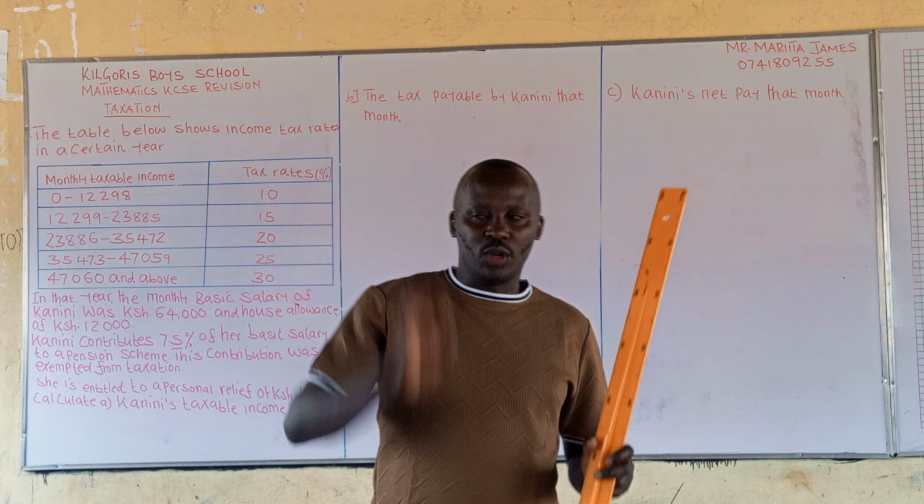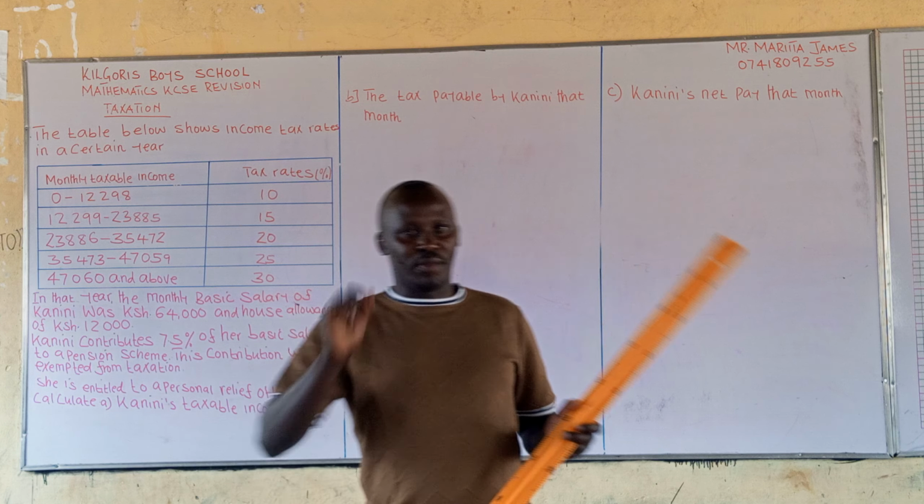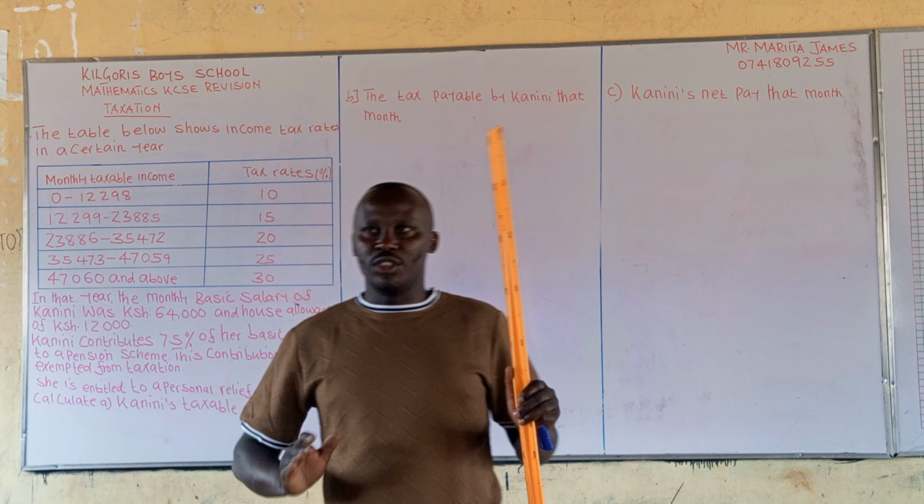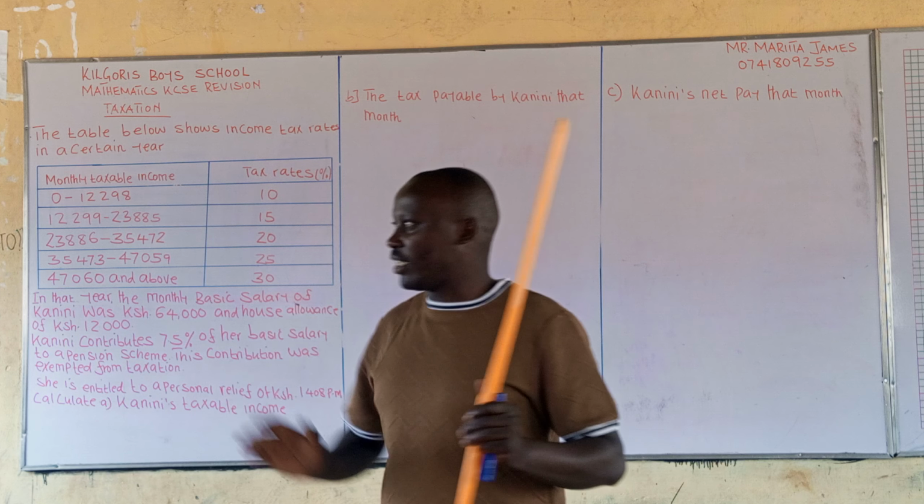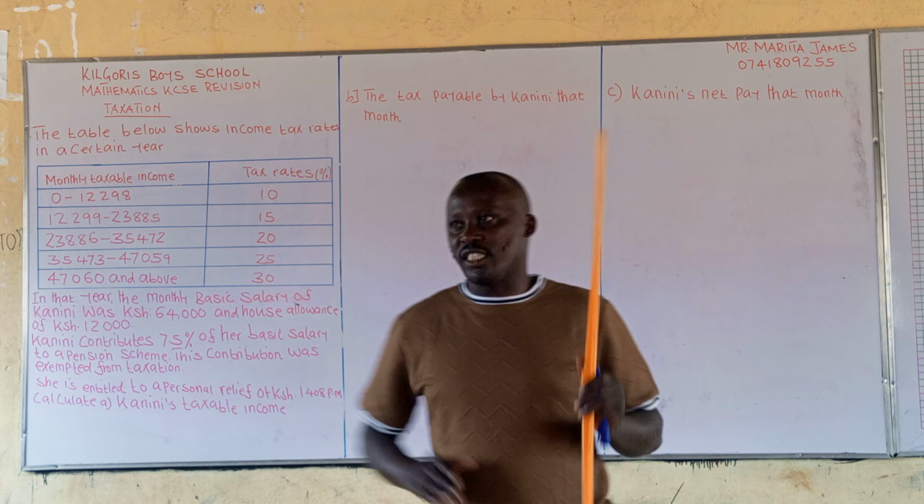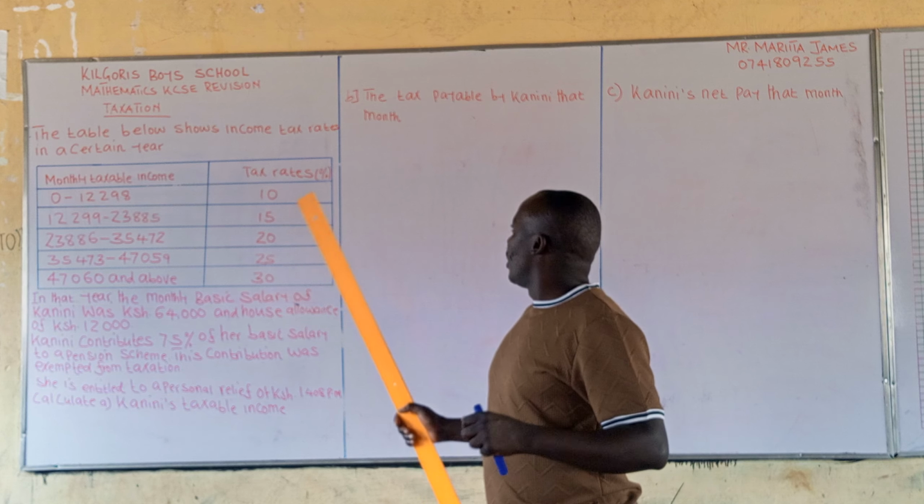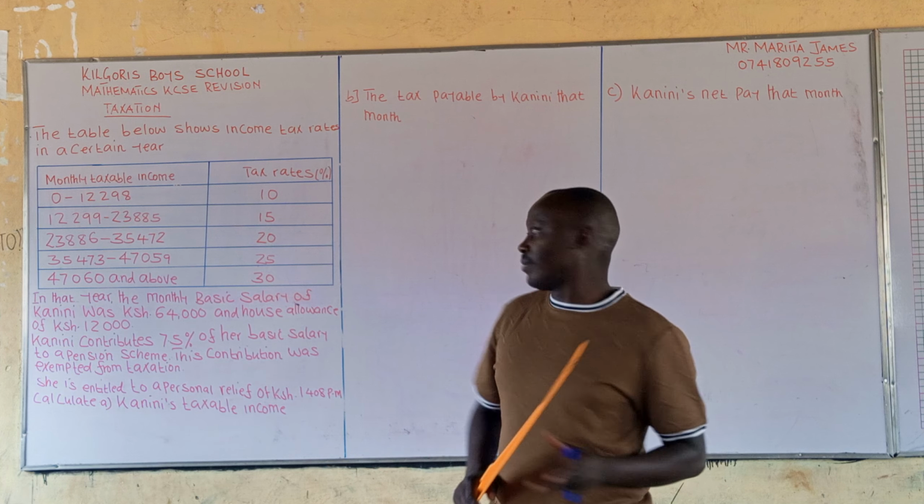We are looking at KCSE revision in mathematics, commercial arithmetic, the common questions set in Paper 2, and that is taxation. The table below shows the income tax rates in a certain year.